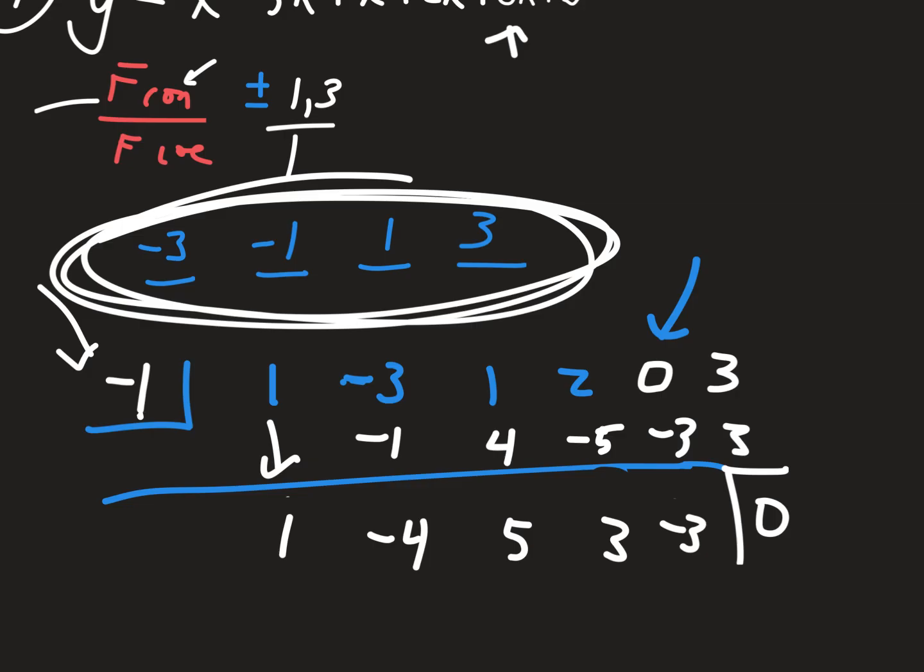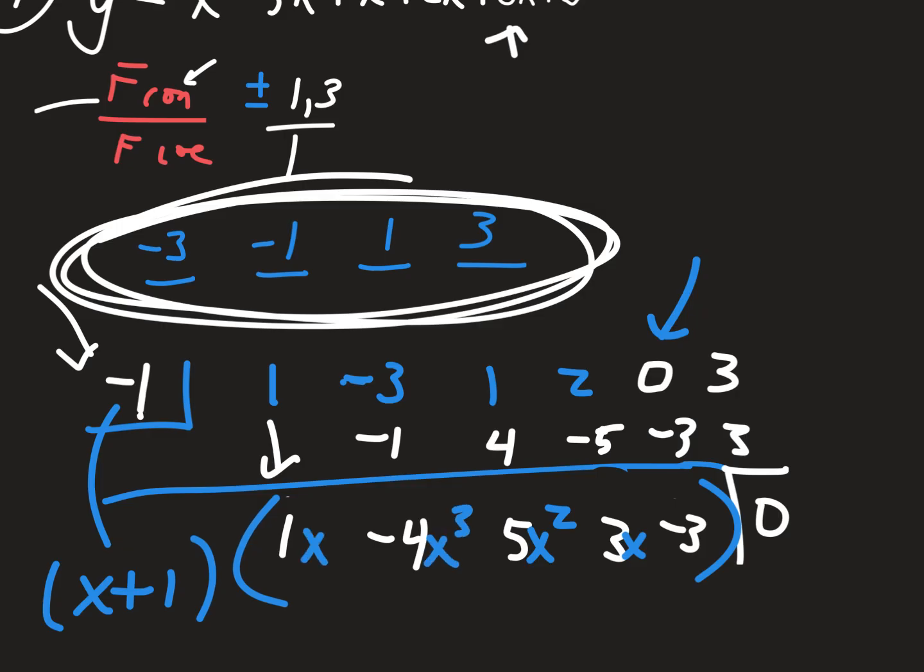All right, now if I had to actually write the factored answer, this would be x plus 1, and this part, this would be the x's, this would be the x squareds, this would be the x to the thirds, and this would be the x to the fourths.